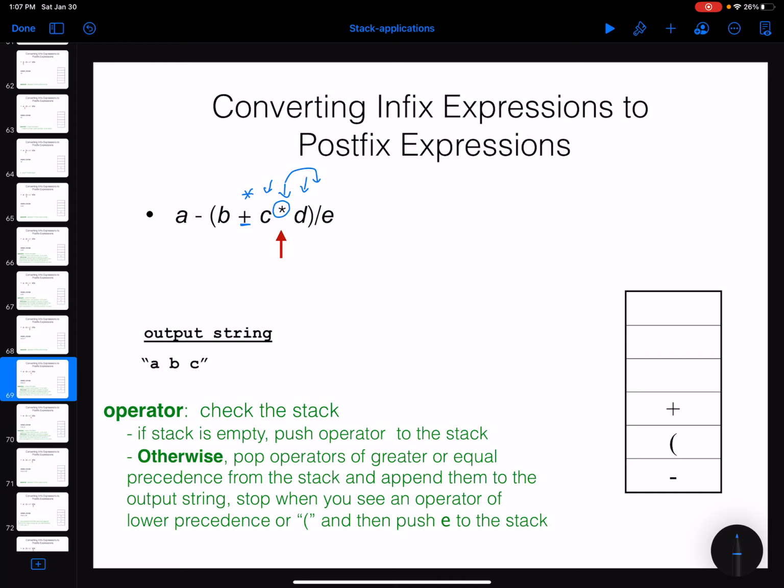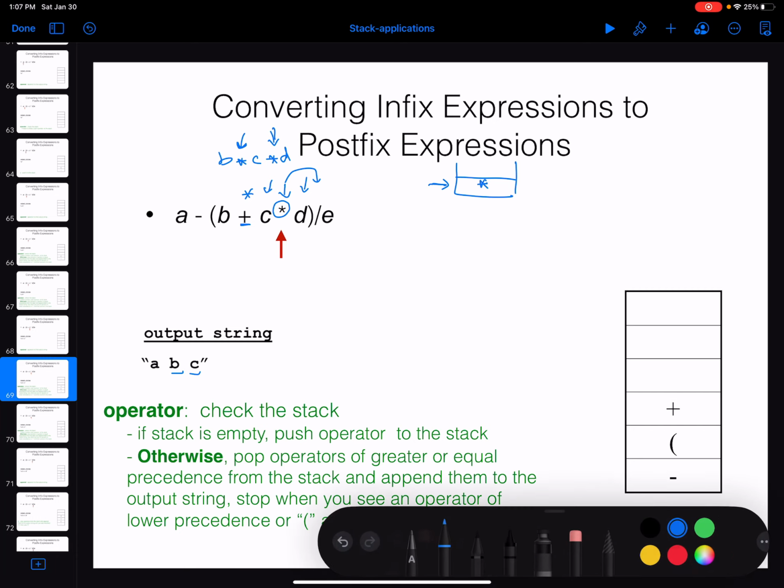In that case, you would say that, okay, B multiplied by C multiplied by D. If you had such a thing, when you are seeing multiplication here, you would see another multiplication on top of the stack, right? This one is on top of the stack. So this one needs to be printed in the output because the operands for this one have already been seen. B and C have both actually been written. So in that case, you would pop this one.